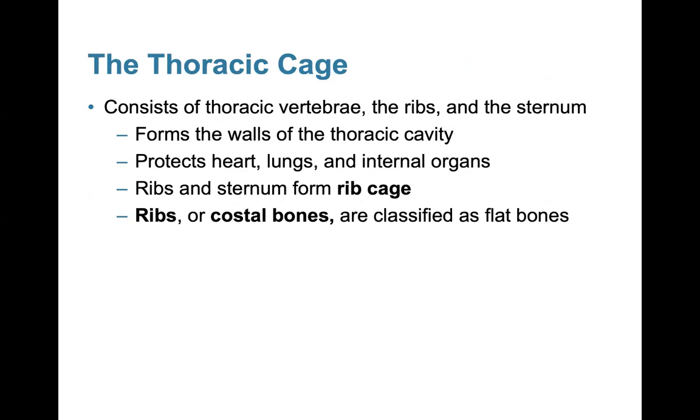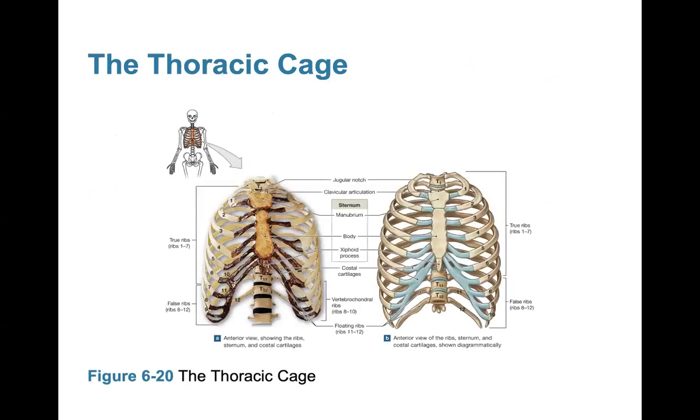The last part of the axial skeleton is the thoracic cage. It consists of the thoracic vertebrae, the ribs, and the sternum. It forms the walls of the thoracic cavity. It protects the heart, lungs, and internal organs. Ribs and sternum form the rib cage. The ribs, or costal bones, are all classified as flat bones. And here we have our thoracic cage.